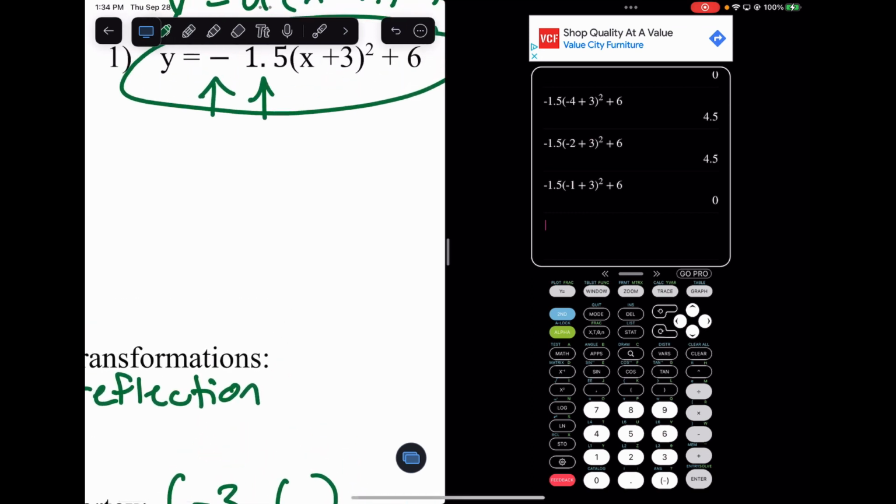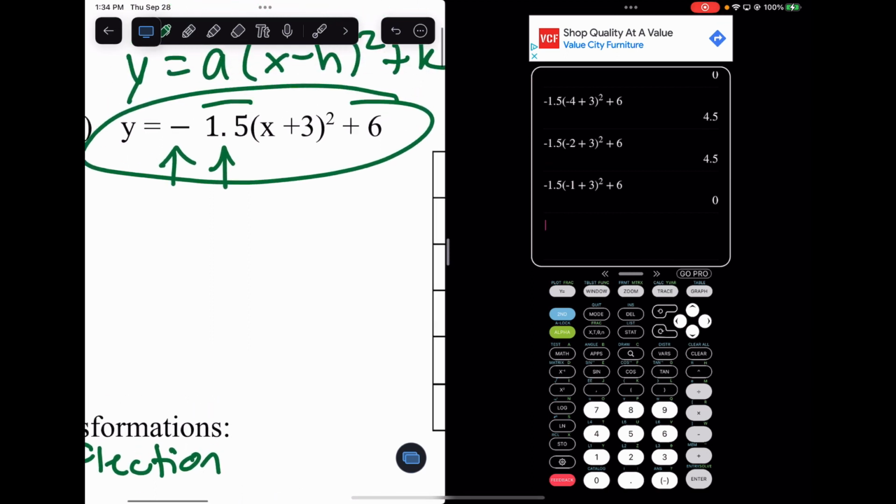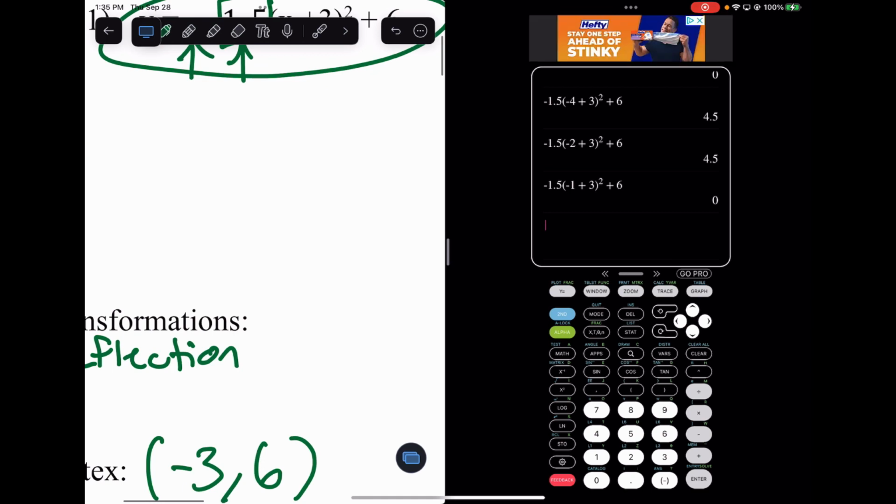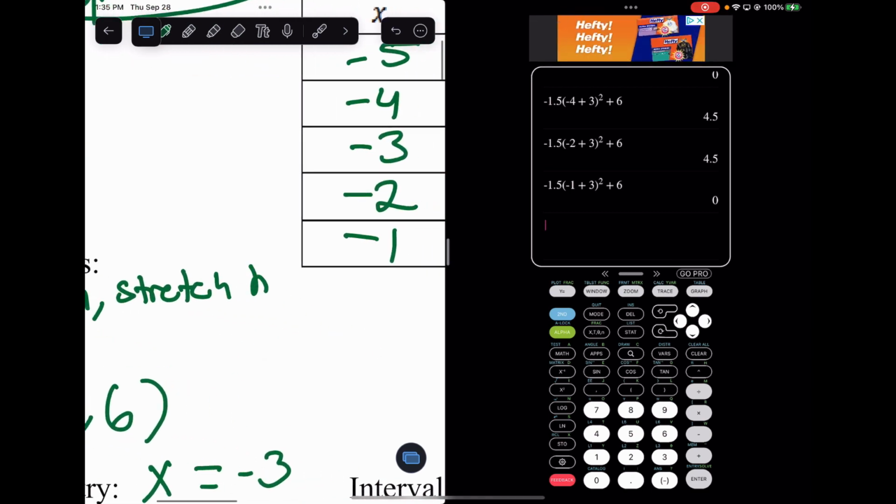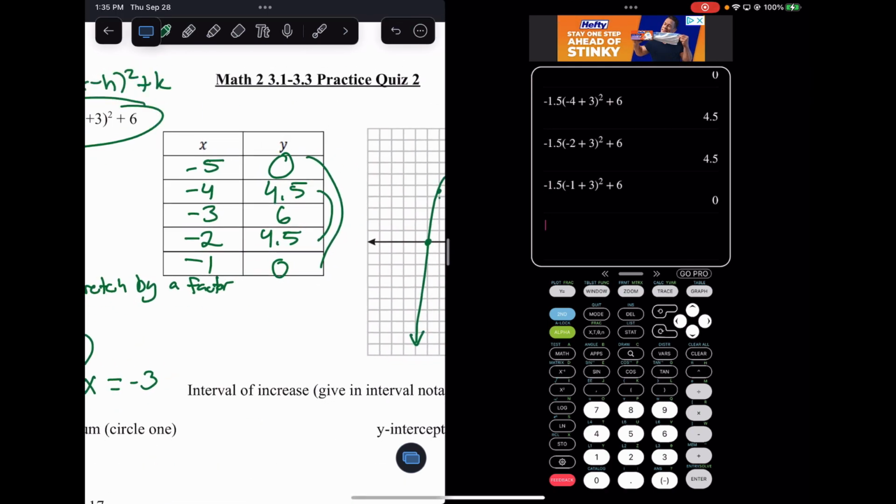Then we have to look at the number in front here. You ignore the negative and you ask yourself, okay, is this number smaller than 1 or bigger than 1? If it's bigger than 1, you're going to have a stretch. If it's smaller than 1, you're going to have a compression. 1.5 is bigger than 1, so we are going to have a stretch by a factor of 1.5.